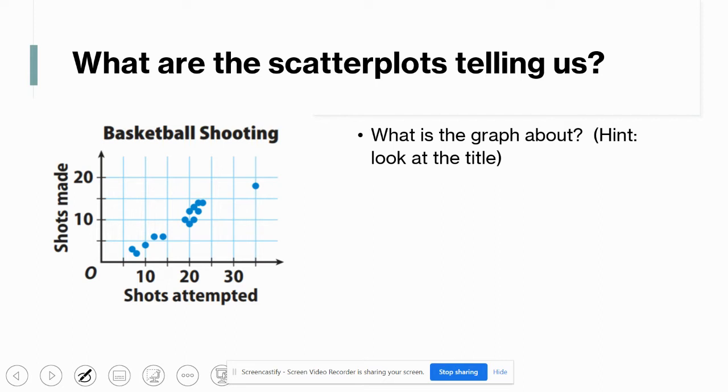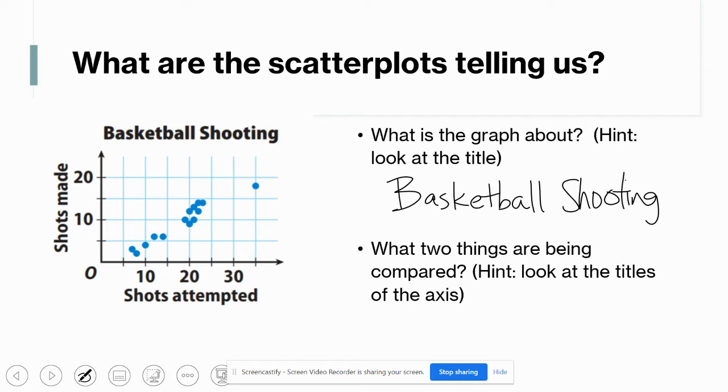The first thing I notice is that the title is basketball shooting. So I'm going to give you this example, and you're going to have to try one on your own. It says, what are the scatter plots telling us? What's this graph about? Hint, look at the title. That's basically what I'm writing: basketball shooting. That's what it's all about. It's about shooting basketballs, and you could write that, shooting basketballs.